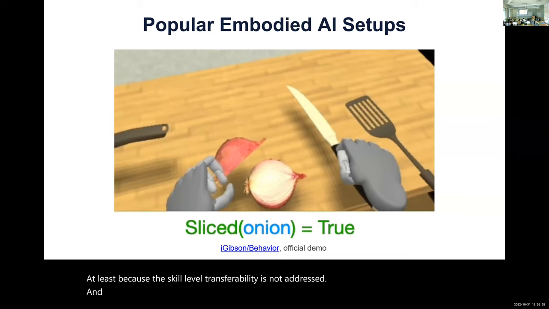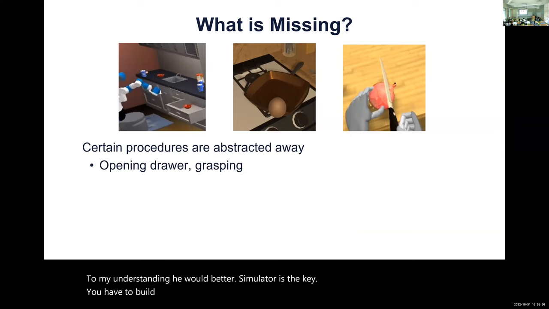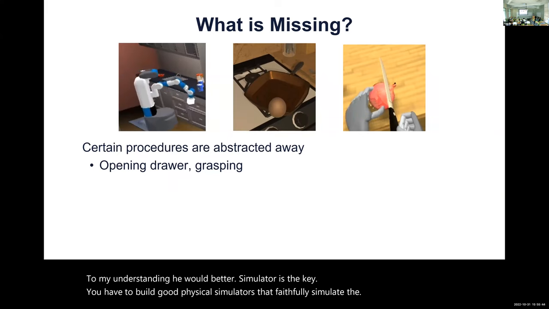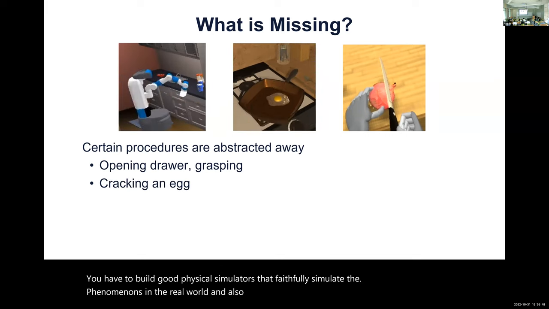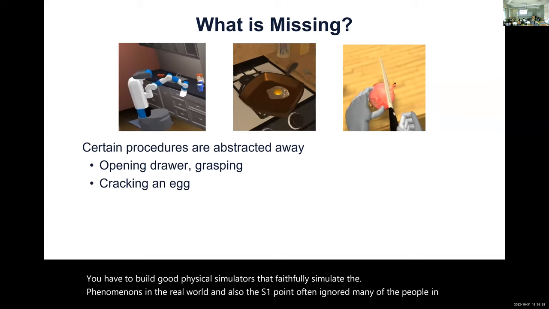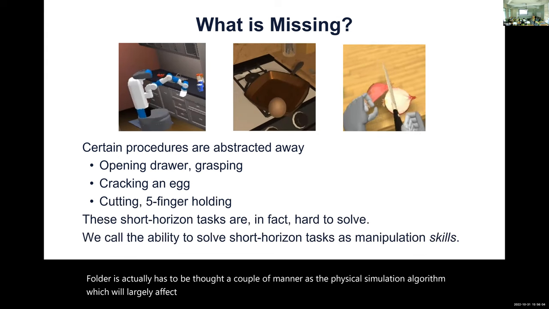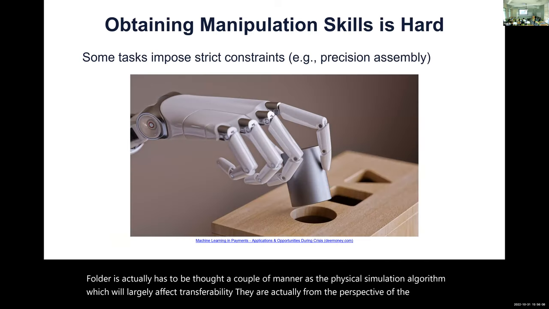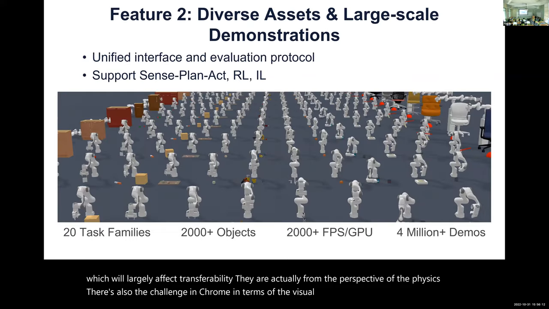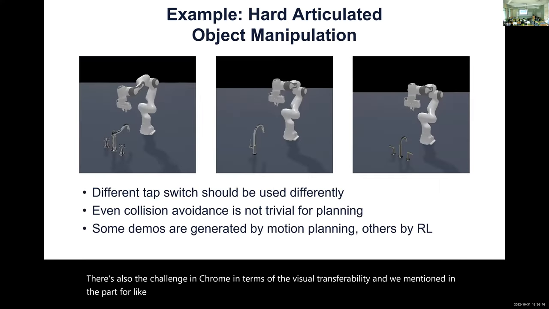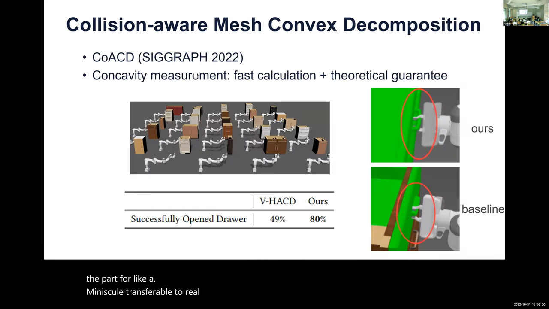Secondly, if you want to have transferable skills, what is the key? To my understanding, building a better simulator is the key. You have to build good physical simulators that faithfully simulate the phenomena in the real world. And there is one point often ignored by many people in the field, which is the role of controllers. The controller has to be thought of in a coupled manner with the physical simulation algorithm, which will largely affect the transferability. That is from the perspective of physics. There is also the challenge of visual transferability. And we mentioned in the part on making ManiSkill transferable to the real world, there's a part that I actually didn't really emphasize.